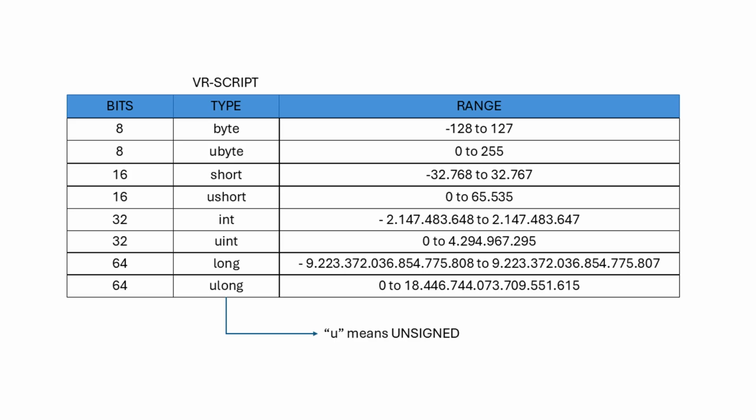Here we can see the different ranges that we can have in each case. Keep in mind that this number can be interpreted with or without a sign. The sign actually occupies 1 bit, so the range would be reduced by half.